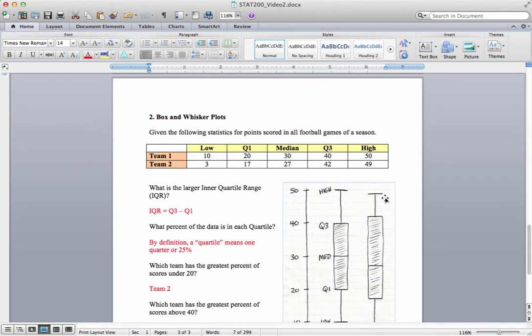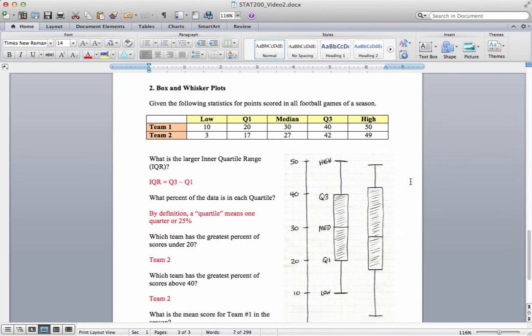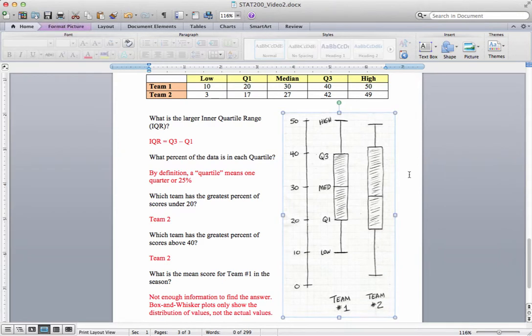Let's move on to the next topic, box and whisker plots. In this case, I'm given a set of statistics for points scored in a football game in a season. There's two teams here. And the data you're given is the low, the Q1, which is the quartile 1, the median, which is right in the middle, Q3, quartile 3, and the high. And what I've done is I've taken the data in this table and I've plotted it in a box and whisker plot on the right-hand side that you see here.